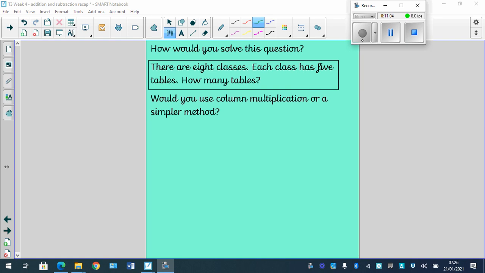Okay, how did you get on? Let's underline the key parts. There are 8 classes. Each class has 5 tables. How many tables? 8 classes. There's 5 tables in each class. How many tables is that altogether? I'm going to count in my 5s. 5, 10, 15, 20, 25, 30, 35, 40. 8 times 5 equals 40.